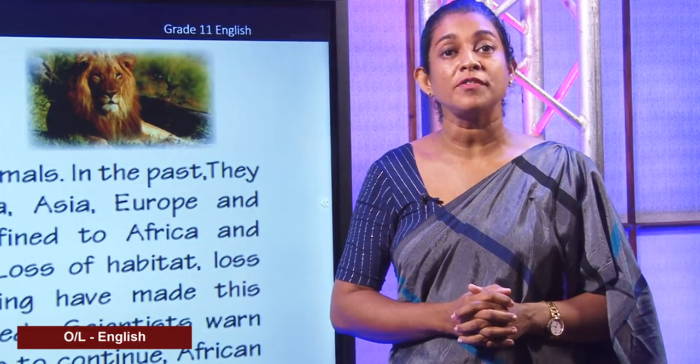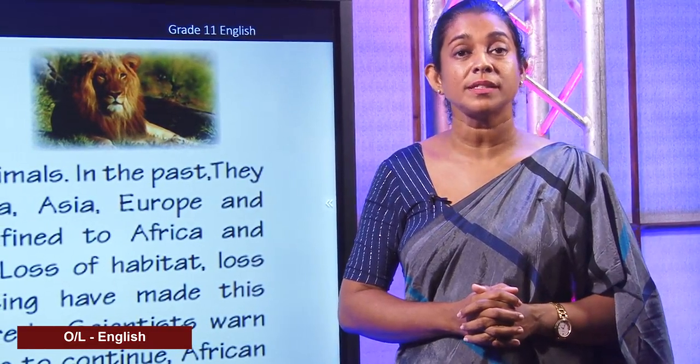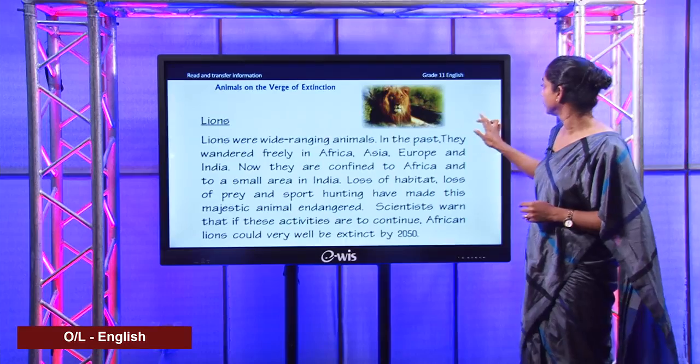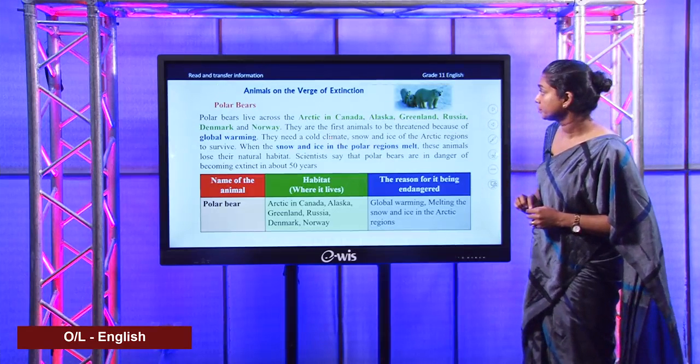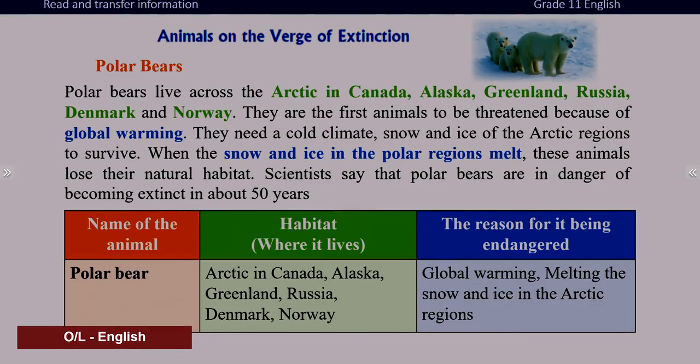Hope you have filled the information in the grid. Let's look at my answers. For your convenience, as in the earlier activities, the answers have been written in bold type. The name of the animal, the polar bear. The habitat: polar bears live across the Arctic in Canada, Alaska, Greenland, Russia, Denmark, and Norway. For the habitat, you have to write all the names where the polar bears live.